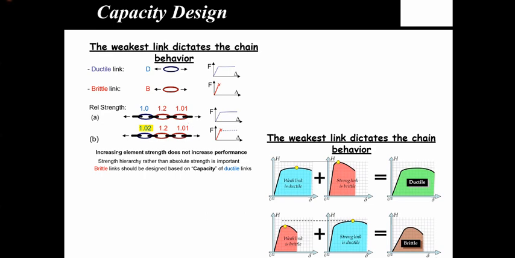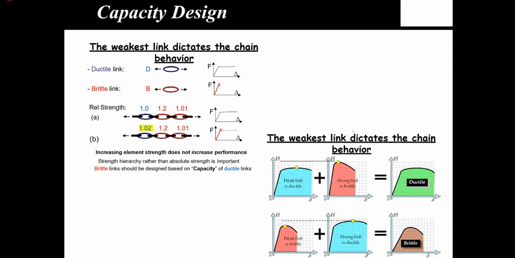What it means is, increasing element strength does not increase overall performance. Strength hierarchy rather than absolute strength is important. The brittle link should be designed based on the capacity of the ductile links. So that's what I want to tell from this.